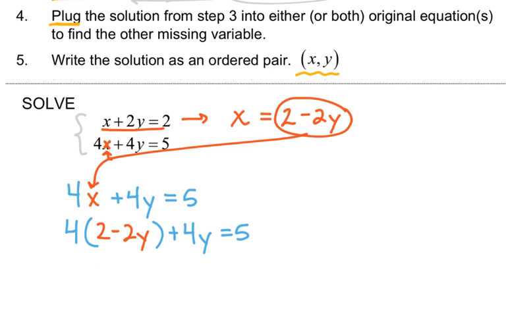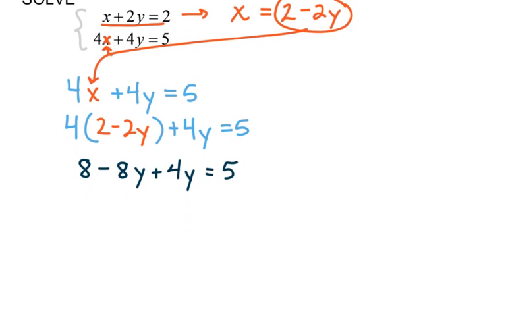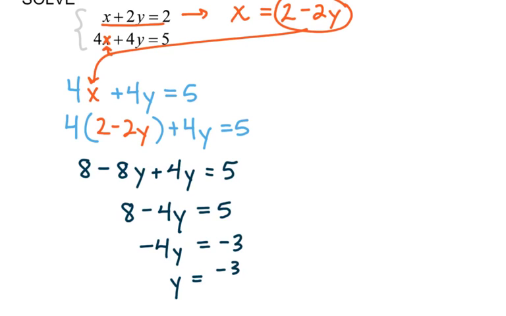As I work through that, I'll distribute. That's 8 minus 8y plus 4y equals 5. Working through this, I'll combine like terms. That's 8 minus 4y equals 5. I will subtract 8 from both sides of the equation. I have negative 4y. 5 minus 8 gives me negative 3. And dividing by negative 4, I have y equals negative 3 over negative 4, which simplifies to 3/4.